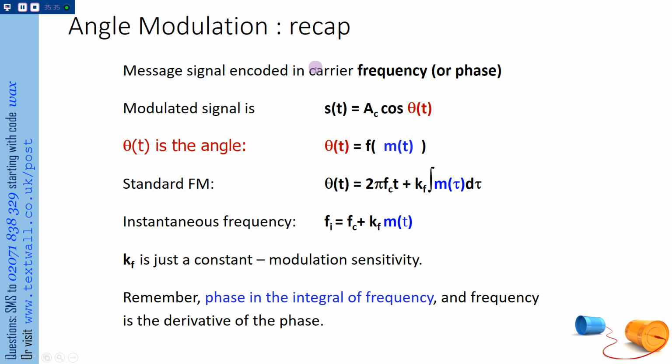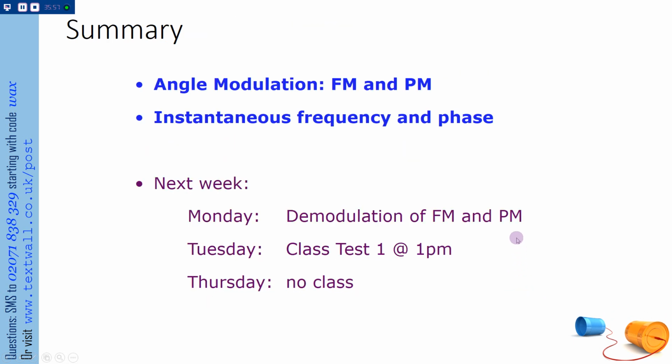That's a summary of what we've covered today. Phase is the integral of frequency, or frequency is the derivative of the phase. And what I haven't included on this summary is the modulation index beta. Beta is delta F divided by W. Okay, so a few new concepts we covered today. We'll look at it in more detail. We'll look at the spectral considerations, something called Carlson's rule, and we'll look at demodulation of FM next week.